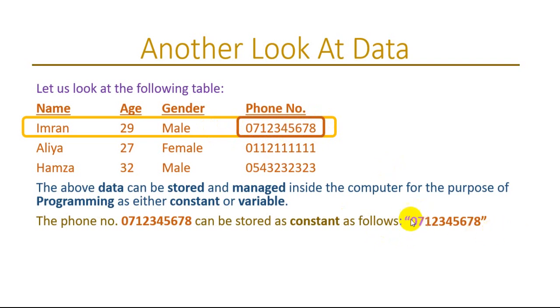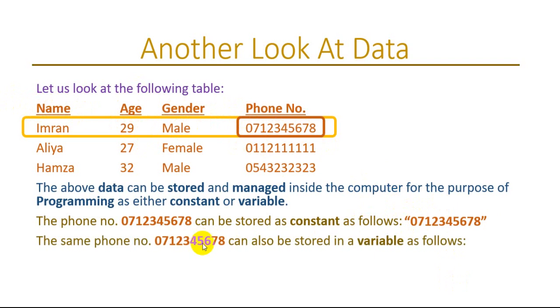The other reason is, anyway, I'm not going to do any addition or multiplication or subtraction or anything like that. So I will use it as an alphanumeric constant. So out of these data, name, gender and phone number I'm keeping as alphanumeric. Only age I'm keeping as numeric. Okay, so here I'm keeping it as an alphanumeric constant.